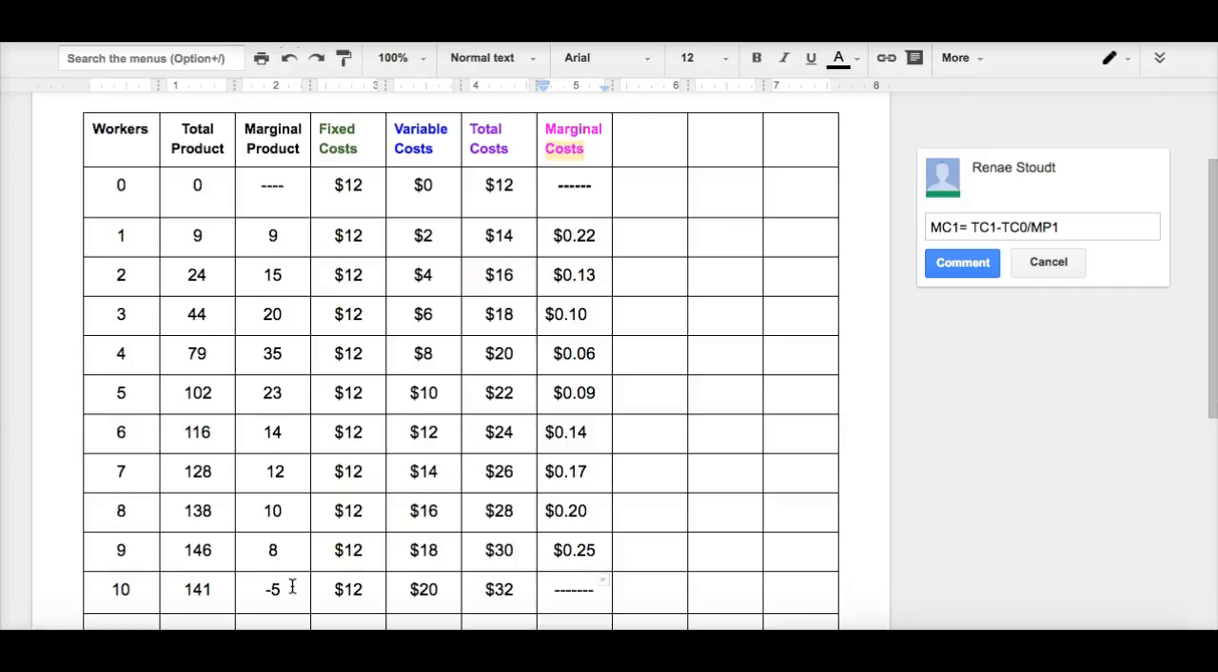So you can't do it. Anytime you have a negative marginal product, you cannot do that. Okay, so hopefully that makes sense.